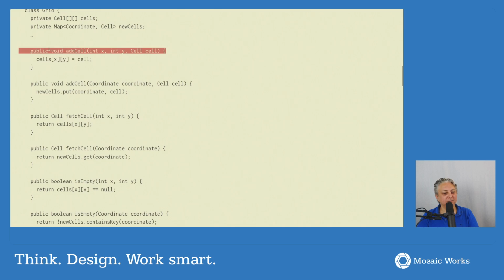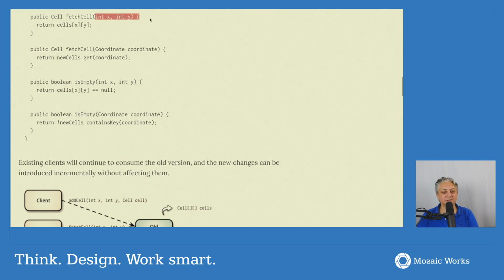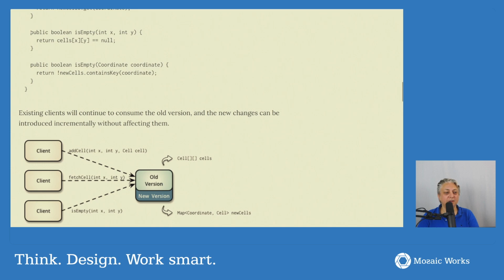And then you have an addCell that supports the old one, X, Y, and cell, which just changes the array. And then you have an addCell that has a coordinate and a cell that just changes the map. And then fetchCell, the same. You have one that receives X and Y and calls the array, returns the cell from the two-dimensional array. And you have a fetchCell that receives a coordinate and returns the cell from the map based on the coordinate. You have an isEmpty, so isEmpty of X and Y, which uses the array, and isEmpty of coordinate that uses the map.